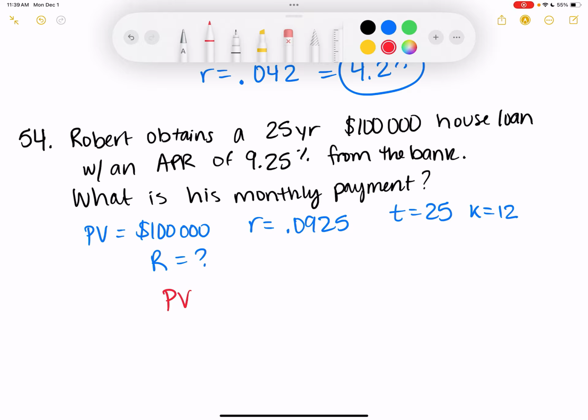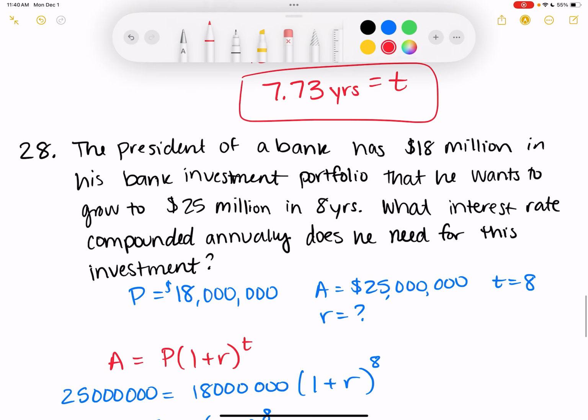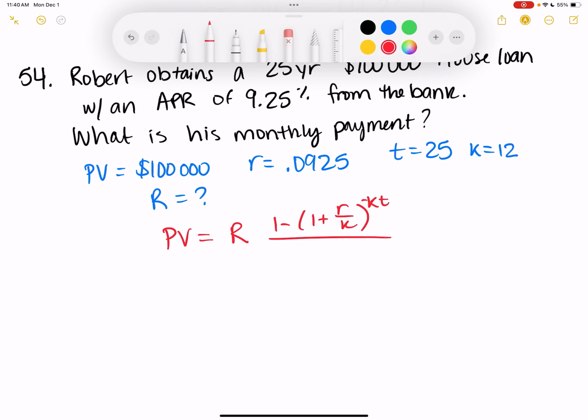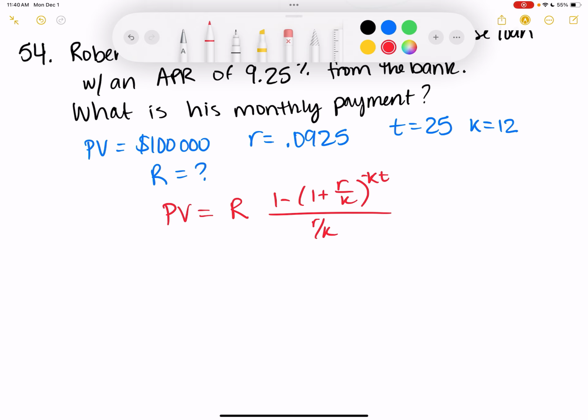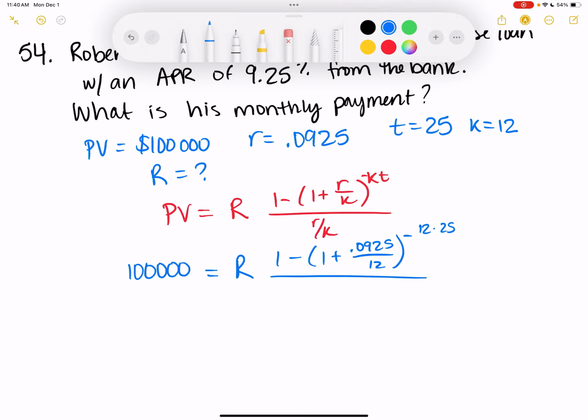So the formula is PV is equal to R times 1 minus 1 plus R over K raised to the negative KT, all over R over K. So then plugging stuff in, I've got 100,000 equals R times 1 minus 1 plus 0.0925 over 12 raised to the negative 12 times 25, over 0.0925 over 12.